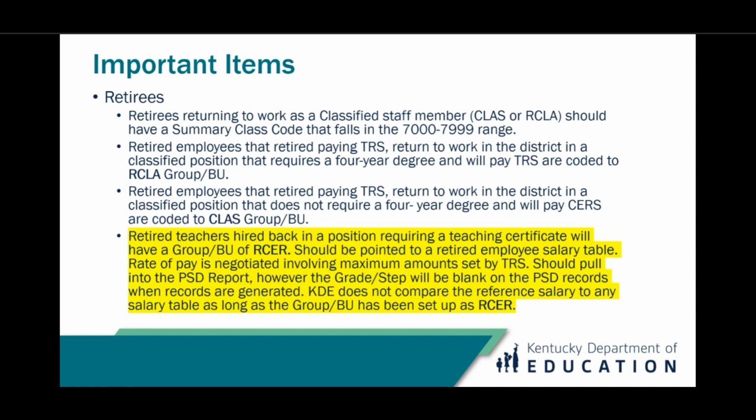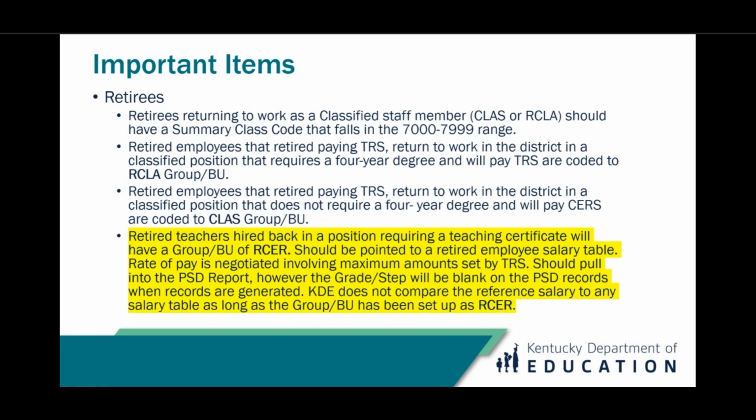A retired employee that retired paying into TRS, they return to work in a district in a classified position that requires a 4-year degree and will pay TRS, they are coded to RCLA as their group BU. The third bullet says retired employees that retired paying TRS return to work in the district in a classified position that does not require a 4-year degree and will pay SERS are coded to CLAS group BU.